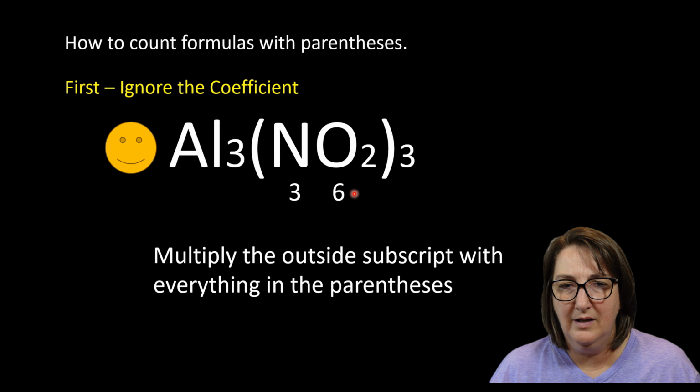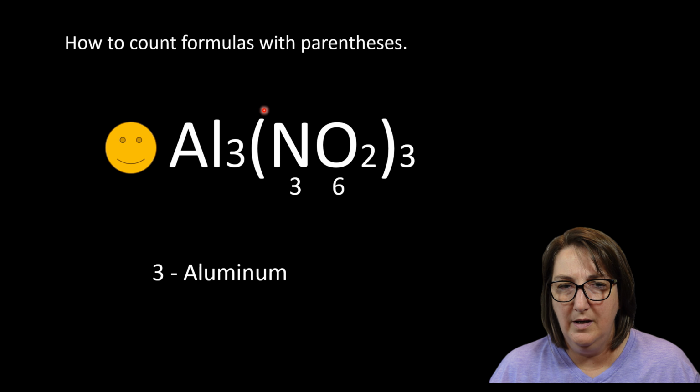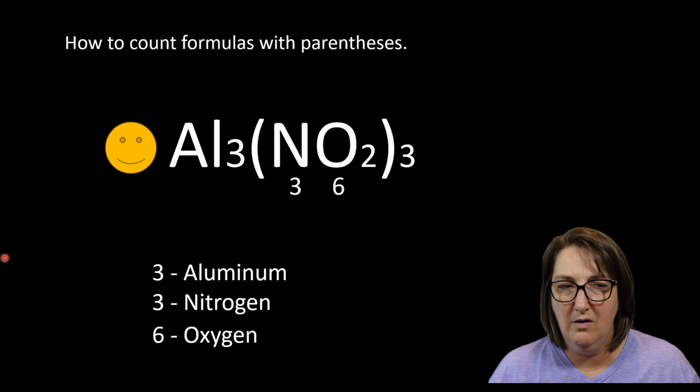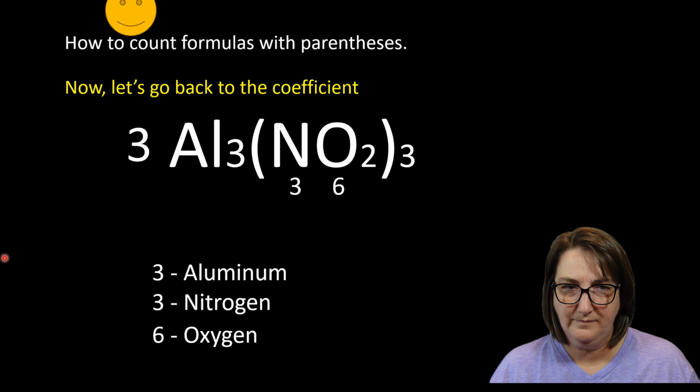So then I look at this. Now I have 3 aluminums. Remember, I've already solved for this. I have 3 nitrogens. I've already solved for oxygen, and I have 6 oxygens. 3 times 2 is 6. But now let's look at our coefficient. Let's go back to that.